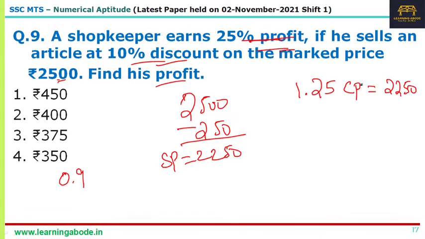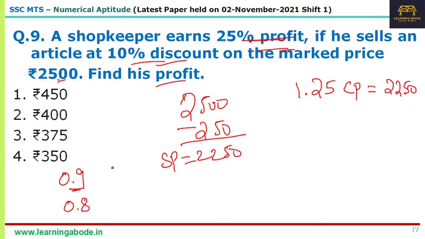Okay, so 25% profit is 2250. Now when I said a 10% discount, you can write it as 0.9. A 10% loss or 10% discount, you can write as 0.9. A 20% loss or 20% discount, write as 0.8.